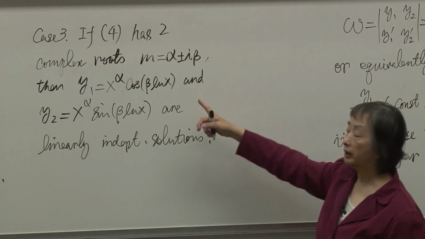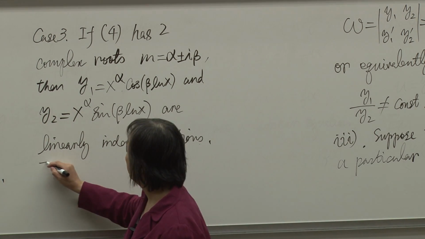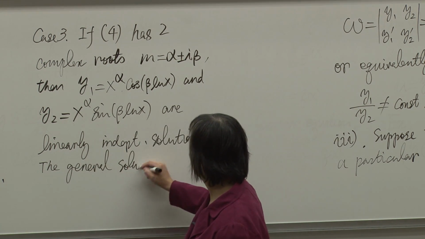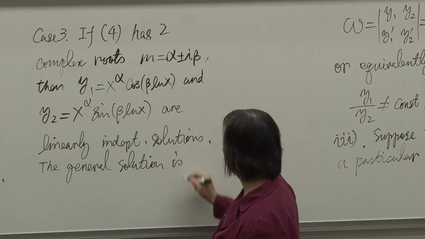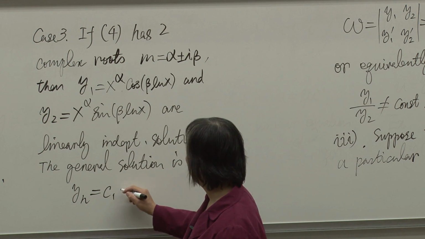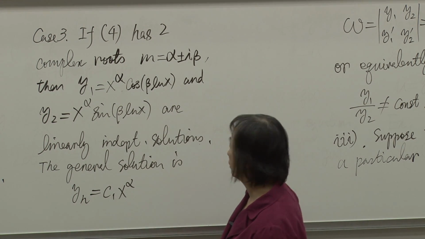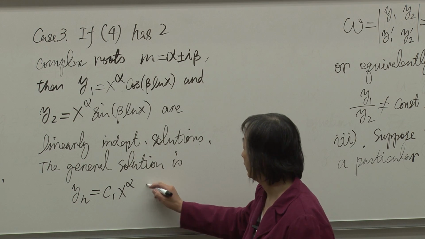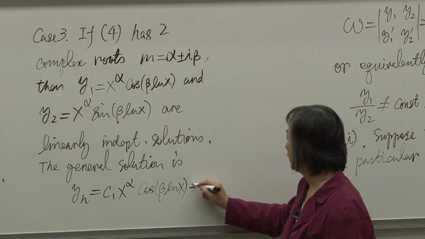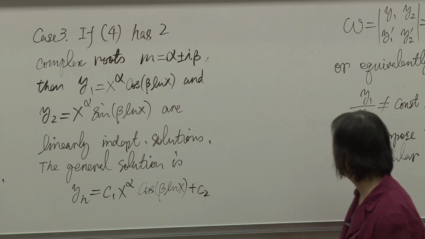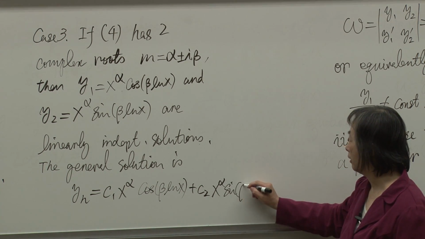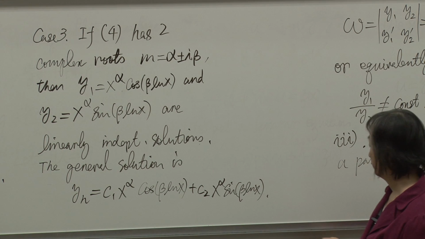After we get two linearly independent solutions, then we can write out the general solution. The general solution is y_h equals c1 times y1, or x^alpha times cosine of beta log of x, plus c2 times y2, or x^alpha times sine of beta log x.